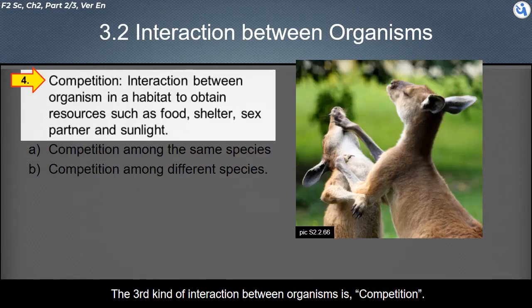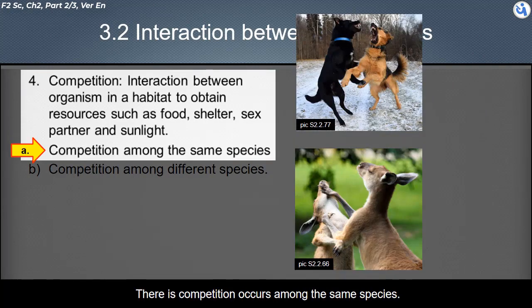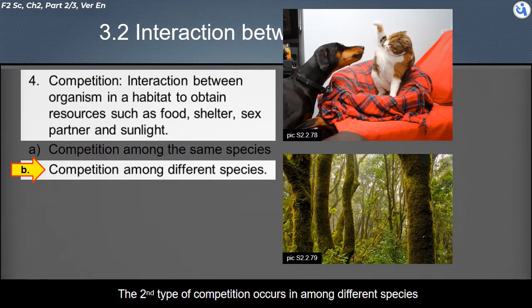The third kind of interaction between organisms is competition. This interaction occurs between organisms in a habitat, to obtain resources such as food, shelter, sex partner, and sunlight. Competition occurs among the same species. Dogs compete with each other to get food. Kangaroos compete with each other to get mating rights. The second type of competition occurs among different species. Cat and dog compete with each other to get living space. In a forest, small trees compete with big trees to obtain sunlight.